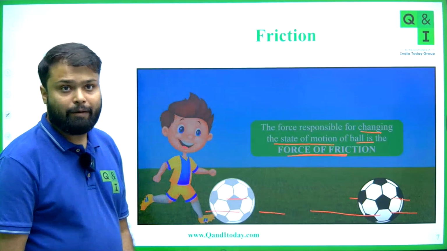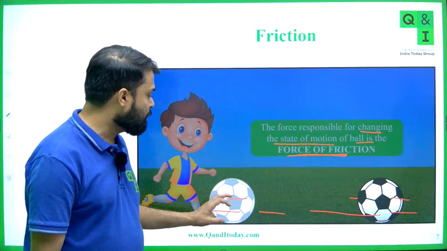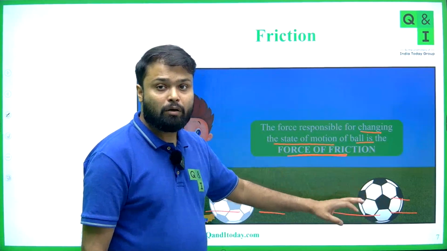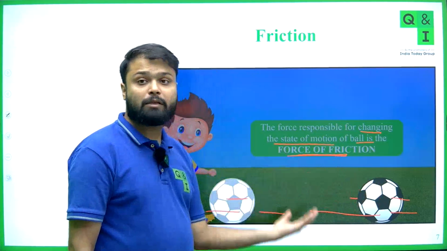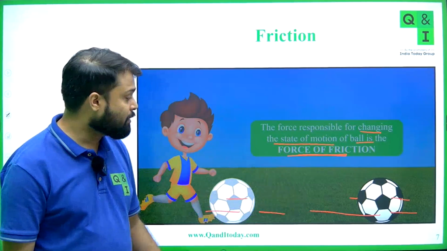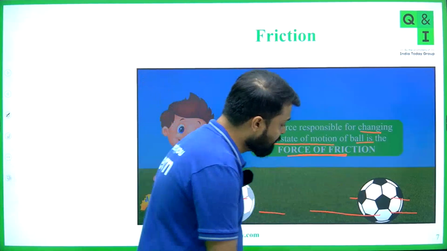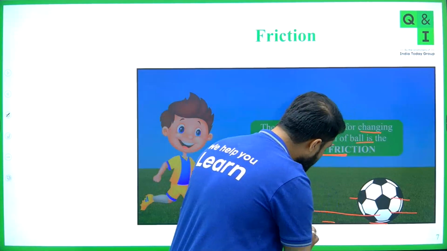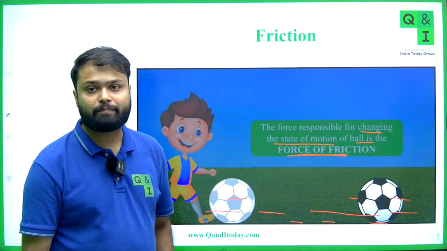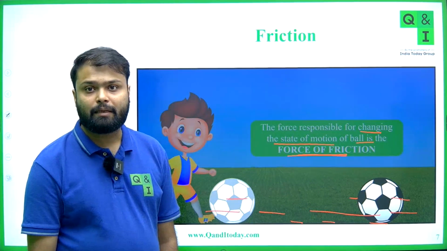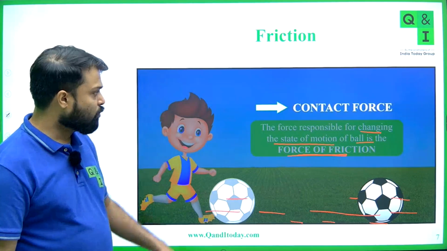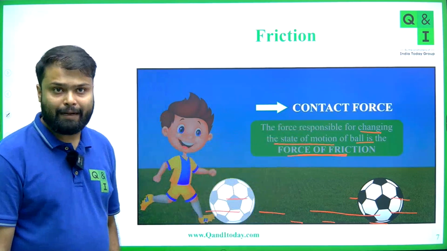When you kick a ball, it comes into motion, but after traveling some distance it comes to rest. Why? Because there is a force acting opposite to the direction of motion, which we call the force of friction. And there is always contact between the ball and the surface. Is this clear? Okay, very good. So we know that friction force is a type of contact force.